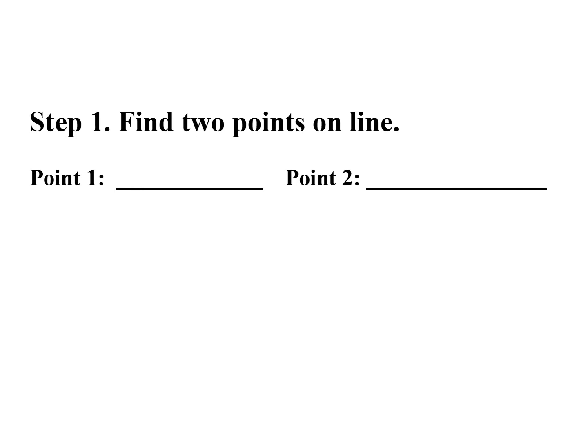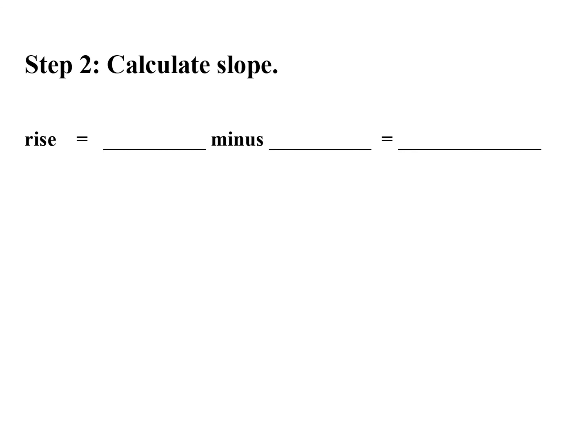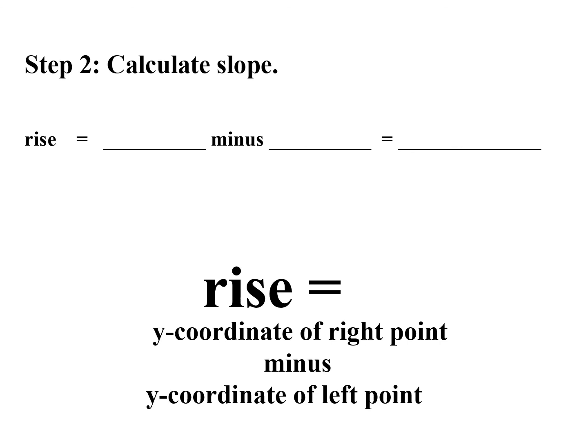Let's now move through our 4 steps to find the equation for this specific line. Step 1 is to find 2 points on the line. This step is pretty obvious because there are only 2 points on the line that have the coordinate points marked. Our 2 points here are (4, 4) and (8, 2). Next, we need to calculate the slope. First, we need the rise, so go ahead and fill in the blanks. The rise is equal to the y-coordinate of the right point minus the y-coordinate of the left point.